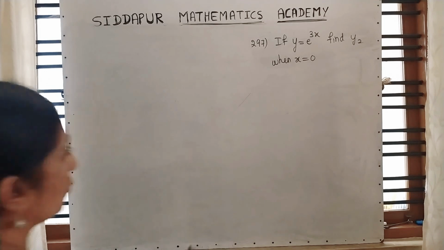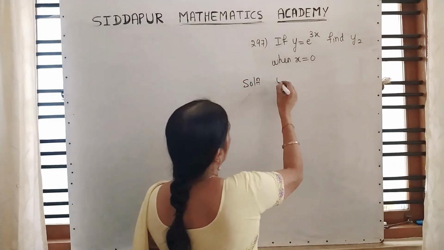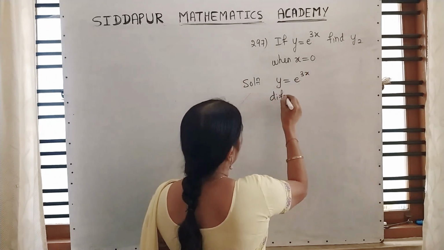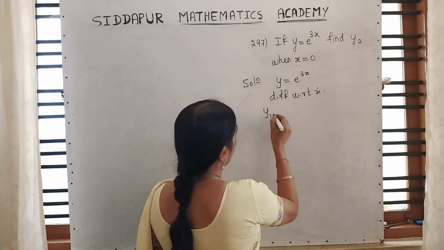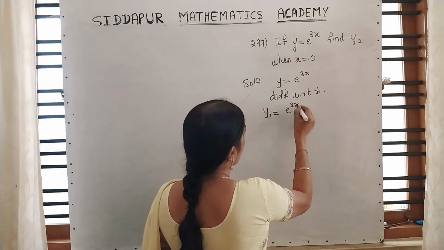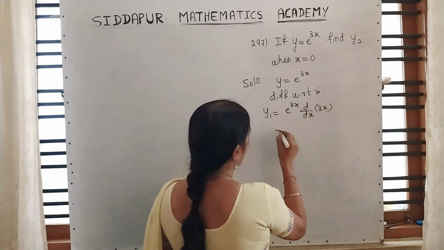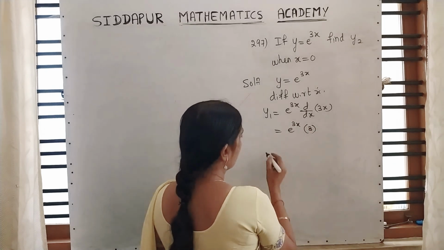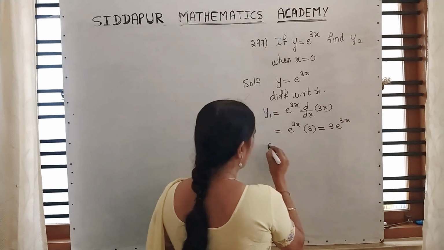So moving to the next question, 297. y is equal to e raised to 3x. Differentiating with respect to x, y1 is e raised to 3x into differentiation of 3x. e raised to 3x as it is, differentiation of 3x is 3. That is 3 into e raised to 3x.